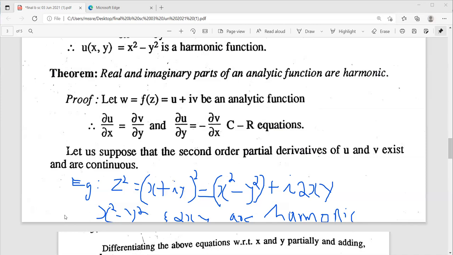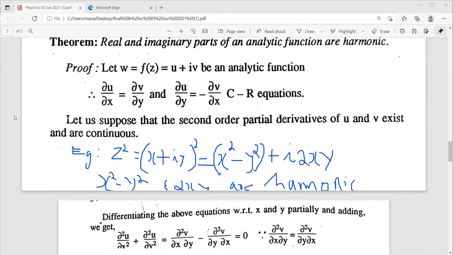ಅದರಿಂದ CR equations ಅನ್ನು ಯೂಸ್ ಮಾಡಬಹುದು. What are the two CR equations? Delta u by delta x equals delta v by delta y, and delta u by delta y equals minus delta v by delta x. So this is CR equation.